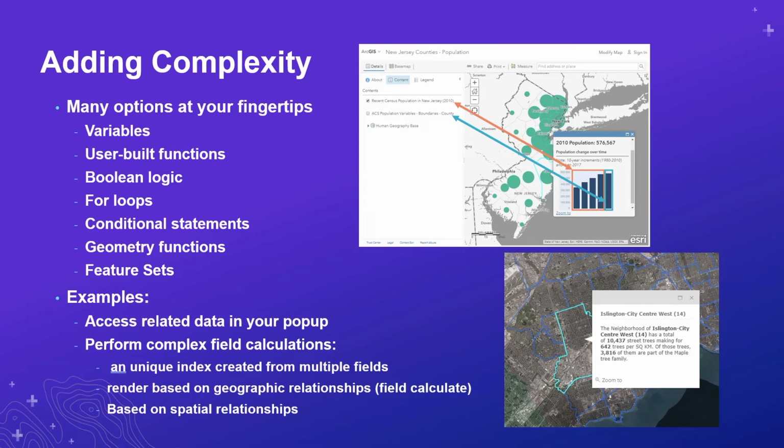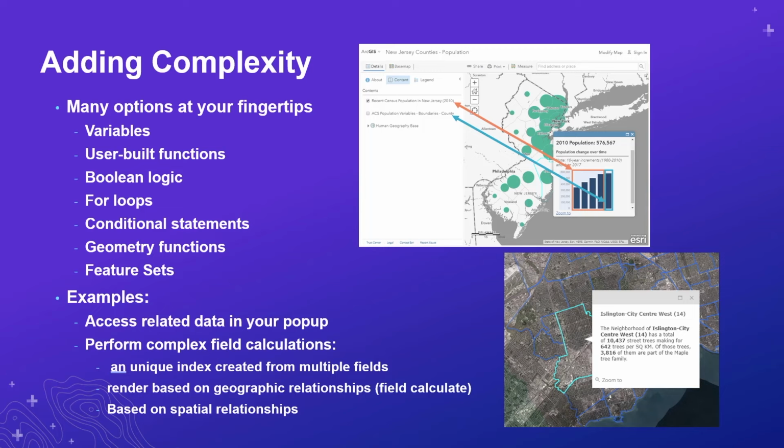I'm going to talk to you a little bit more about adding in additional complexity. So just to recap, we've got a lot of different options at your fingertips. We can leverage variables. We can create user-built functions to reuse. You can drive Boolean logic. You can add in conditional for loops. You can take advantage of geometry functions, as well as feature sets. And I'll talk about feature sets in a little bit of detail here in a second.